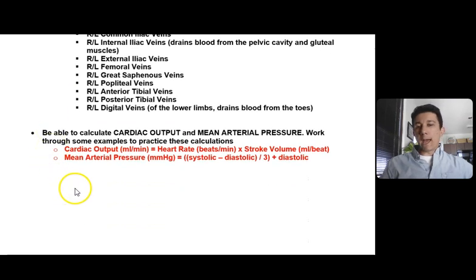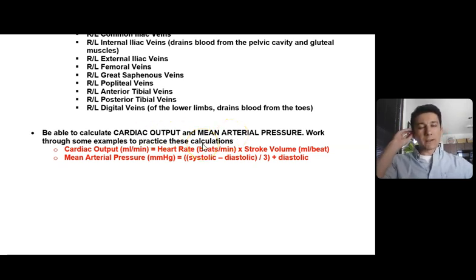The last item on the lab list here are a few calculations questions that I wanted to summarize. What I'm looking for you to be able to do is calculate two items. The first is called cardiac output, and the second is called mean arterial pressure.